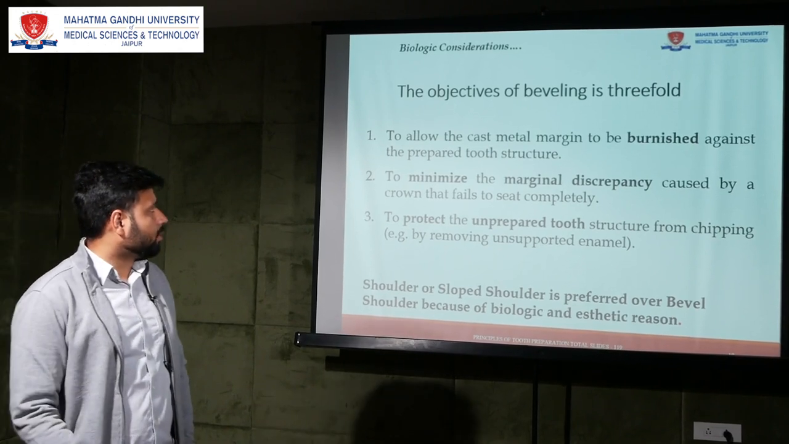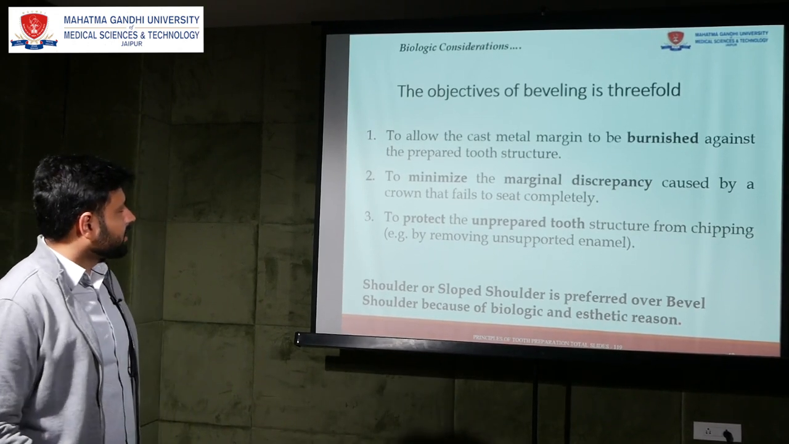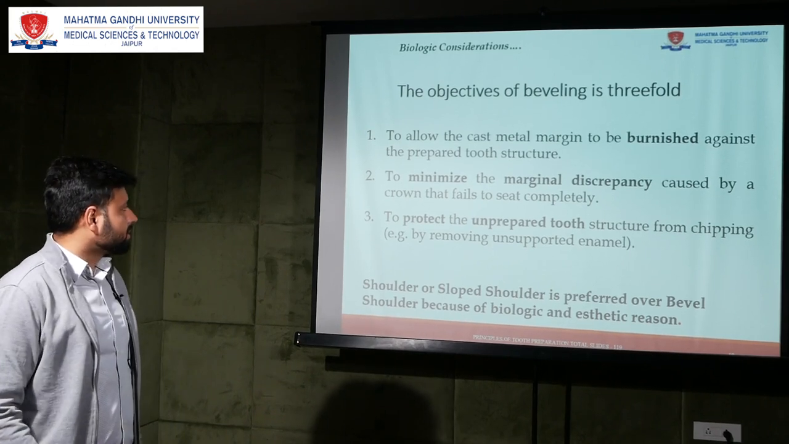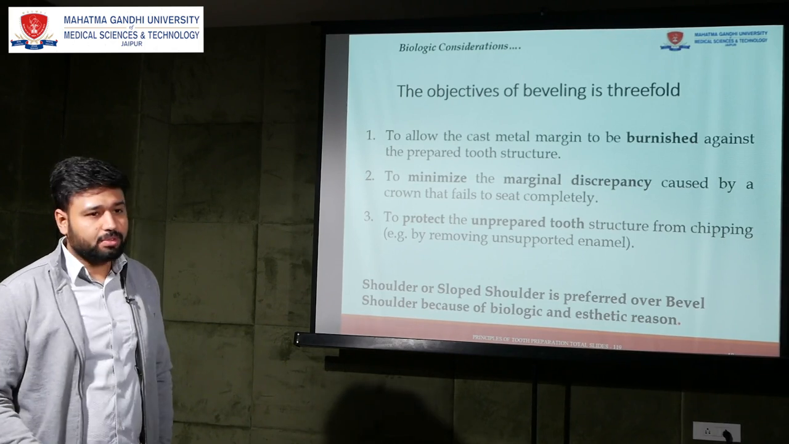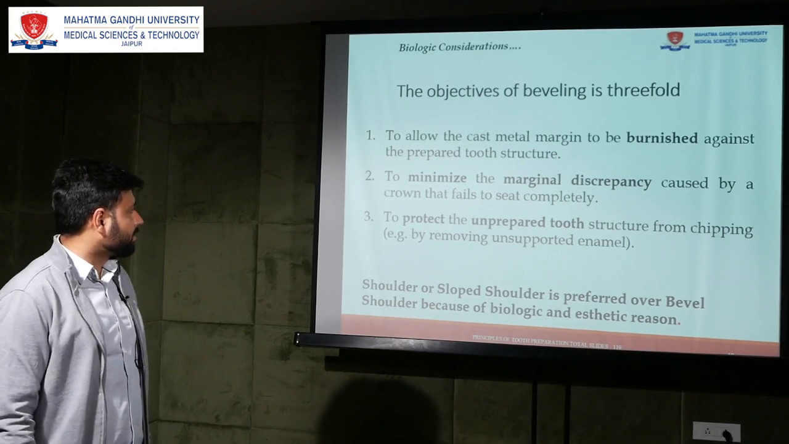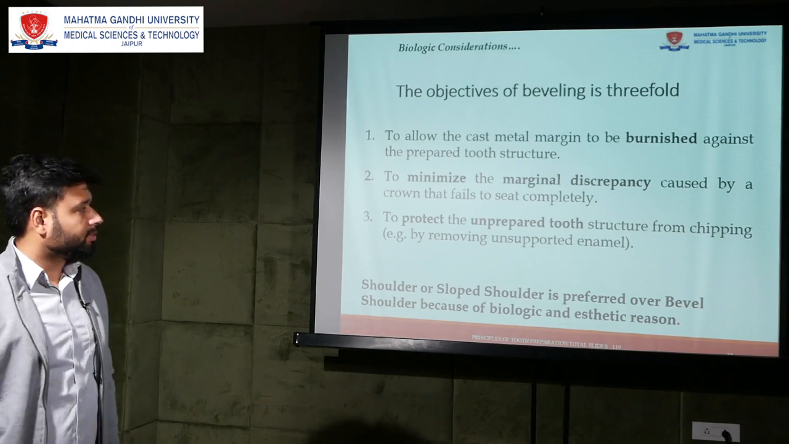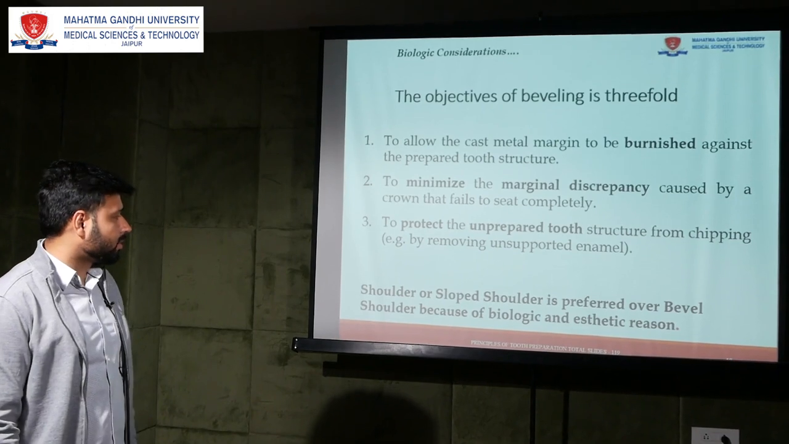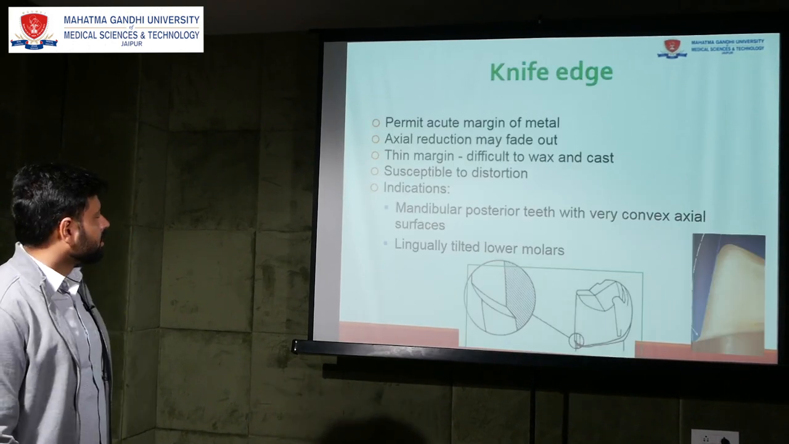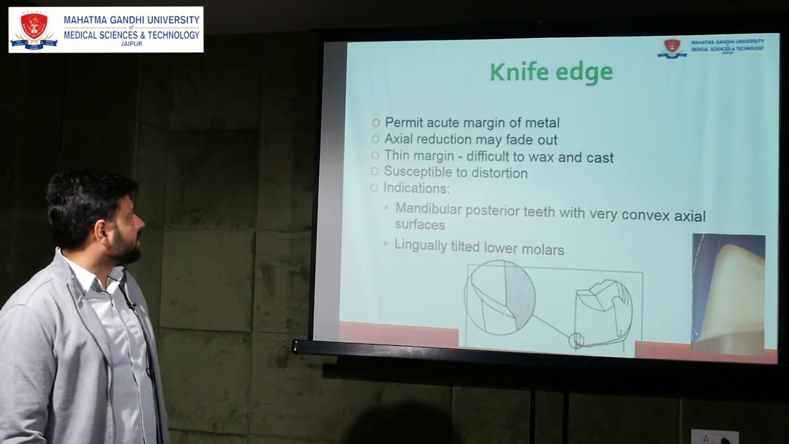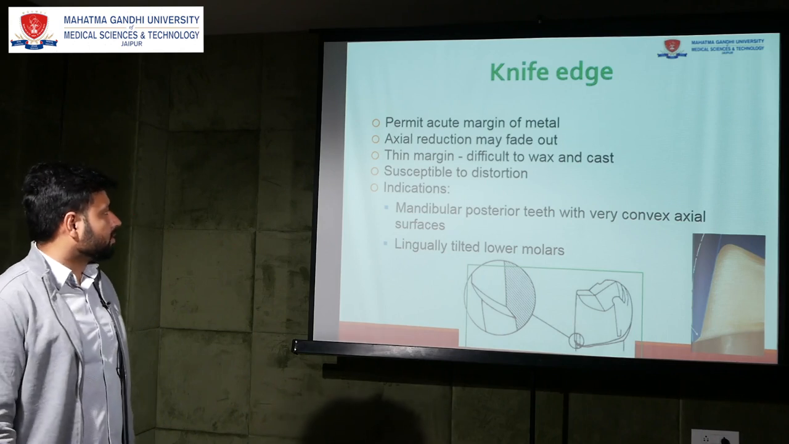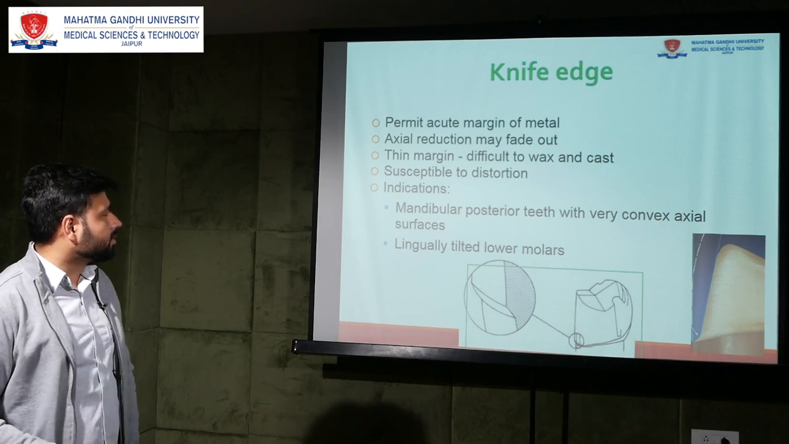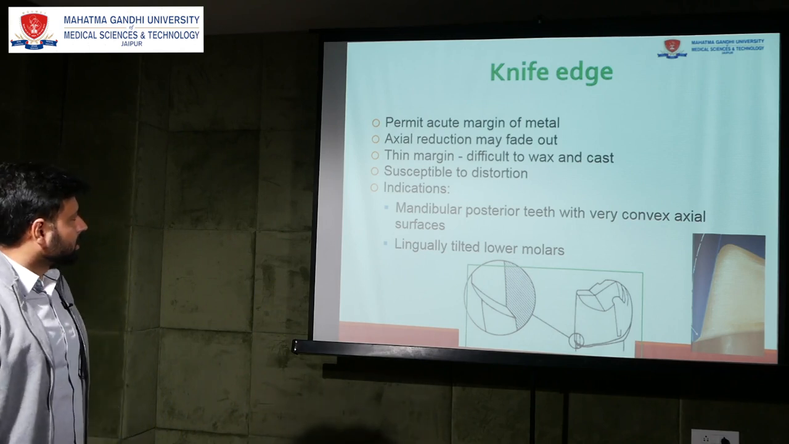Now the objectives of beveling are threefold: to allow the cast margin to be burnished against the prepared tooth, to minimize the marginal discrepancy caused by a crown that fails to seat completely, and to protect the unprepared tooth structure from chipping. A shoulder or slope shoulder is preferred over a bevel shoulder because of biological and aesthetic reasons. And the knife edge type of finish line will permit an acute margin of metal. The axial reduction may fade out. The thin margin is difficult to wax and cast, and it is susceptible to distortion.